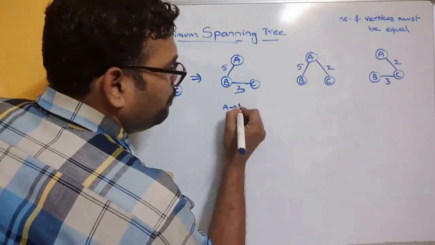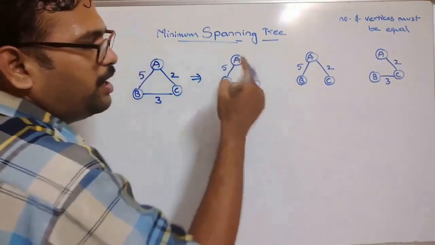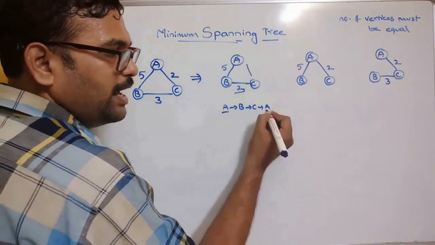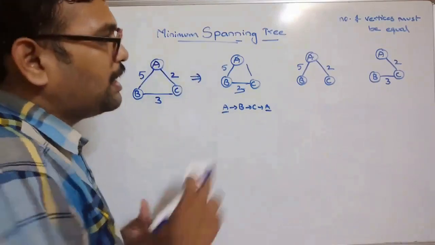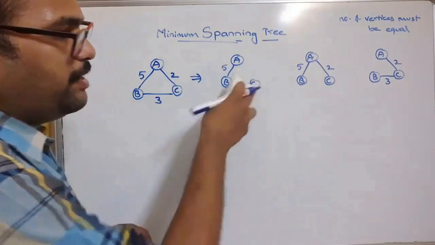So here it is A to B, B to C. If you add one edge from C to A, what happens? The starting vertex and the end vertex are the same. That means it forms a cycle, so we should not connect this one. That's why we are not connecting, and this is a spanning tree, right?